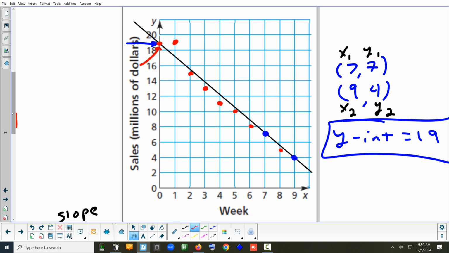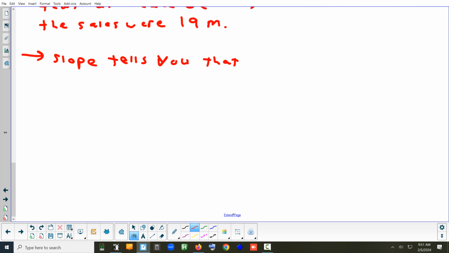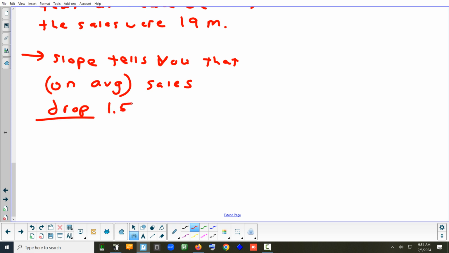Perfect. The sales are going down. Now, they're not going down $1.5. They're going down $1.5 million each week. So that's how much it drops every week. Perfect. That's exactly what the slope means. So the slope tells you that on average, this is not writing well. Okay, on average, it's not a guarantee, but on average, the sales drop, because it's a negative number, the sales drop $1.5 million each week.